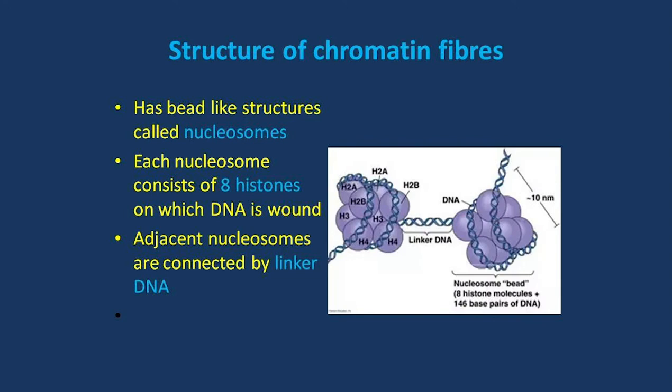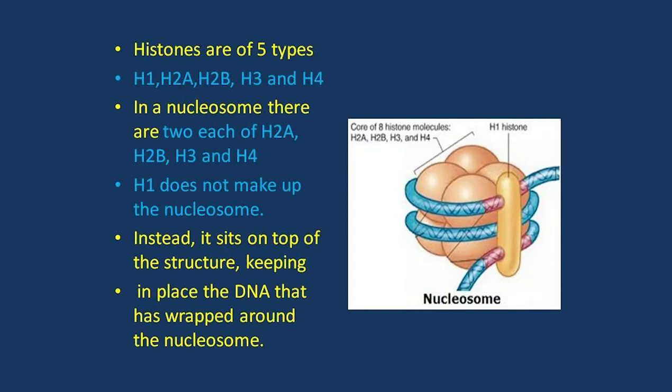Under the electron microscope, chromatin fibers show bead-like structures called nucleosomes. Each nucleosome consists of 8 histones on which DNA is wound. Adjacent nucleosomes are connected by linker DNA. Histones are of 5 types: H1, H2A, H2B, H3, and H4. In a nucleosome, there are 2 each of H2A, H2B, H3, and H4.